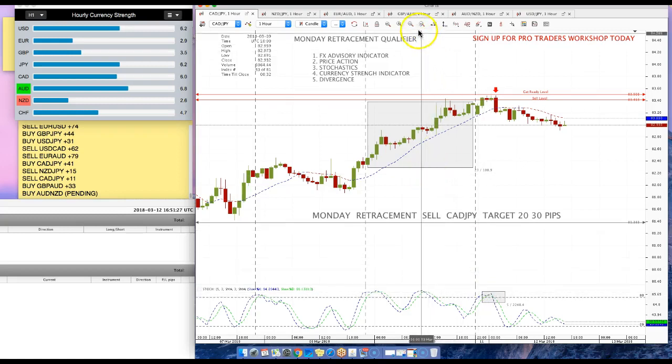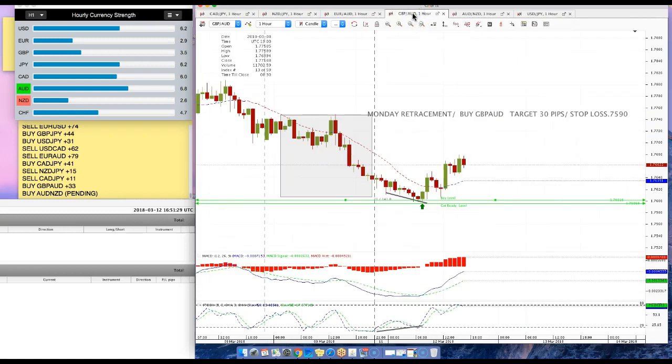Let's look at some other trade signals. Pound Aussie, the same thing. The market is in a strong downtrend. I like to highlight Friday. So Friday's in a downtrend, and I'm looking to buy on Monday. And again, the FX advisor indicator was giving us a buy signal, and we had a nice bullish engulfing candle on the 1 hour chart, and that was my signal to buy.